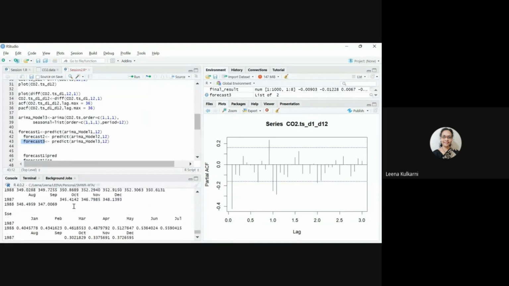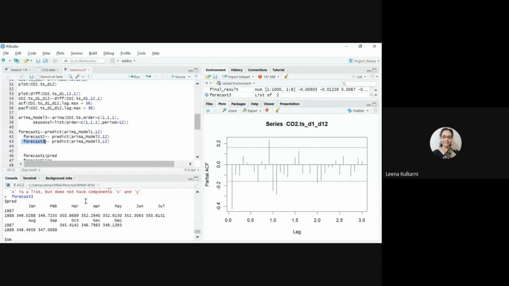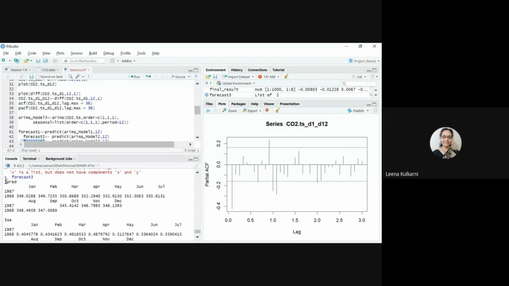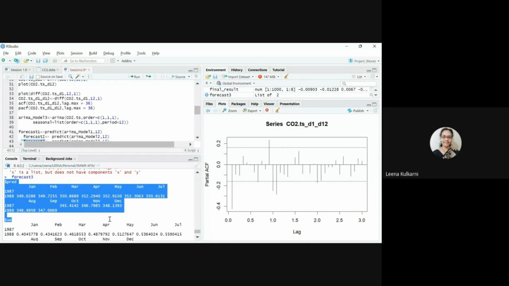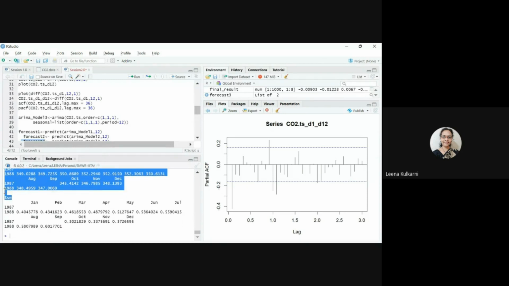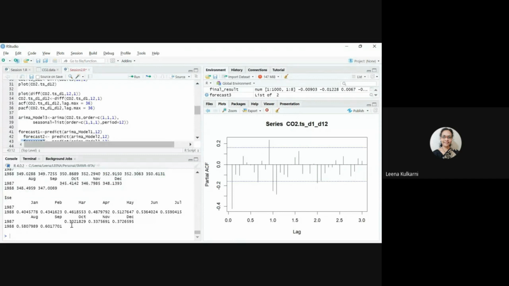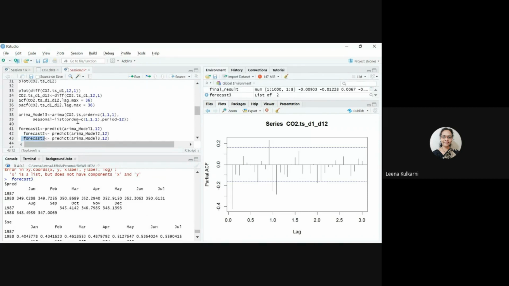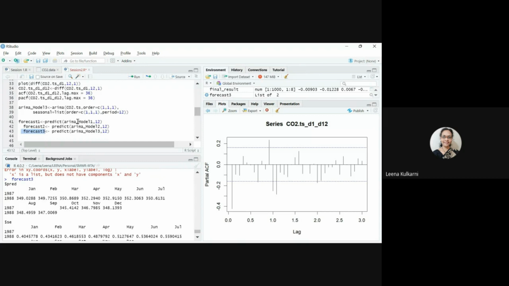So if you look at this one, it will give you the predicted values and the standard error of the prediction. Since we have asked for 12 values, it is giving us the 12 value predictions, using the predict function, the forecast.